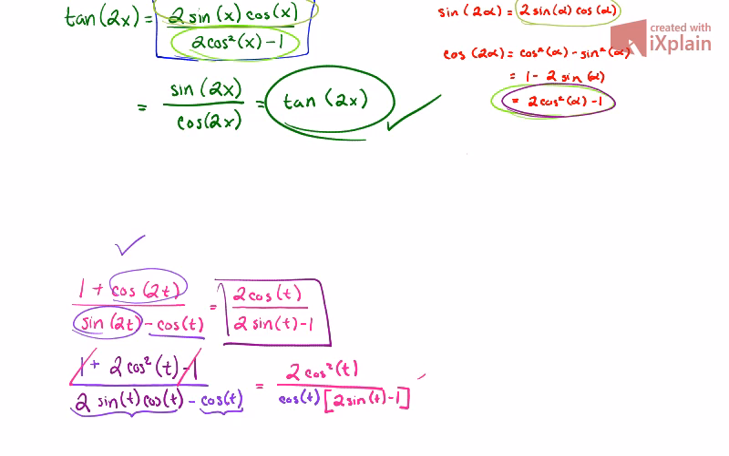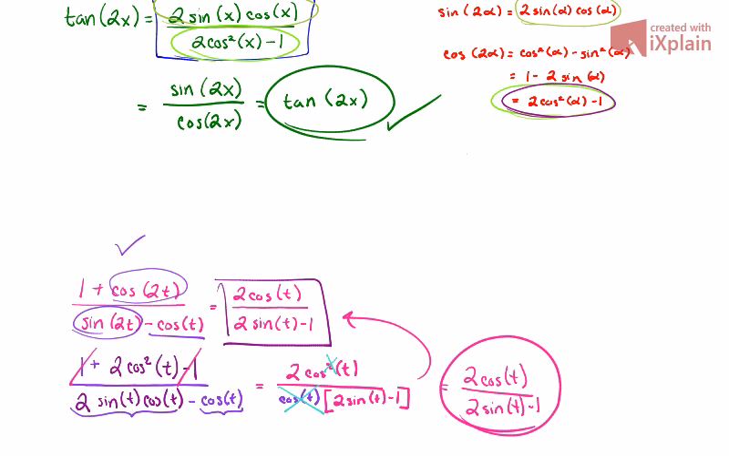Do we notice that we're starting to get to where we need to be? From here, I can reduce factors. I have a factor of cosine up here, so I can get rid of one of those squares, and that will cancel with the one cosine down here. So this leaves me with 2 times the cosine of t all over 2 times the sine of t minus 1. And there you have it. We've proved it. I hope this video was helpful.